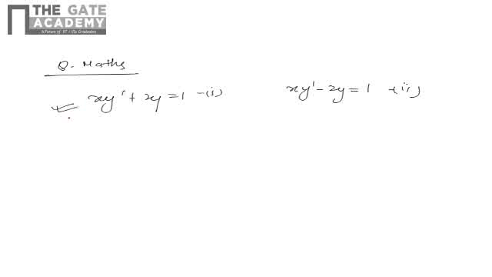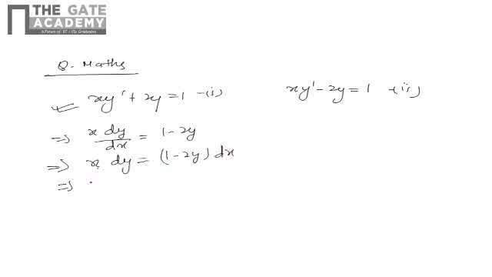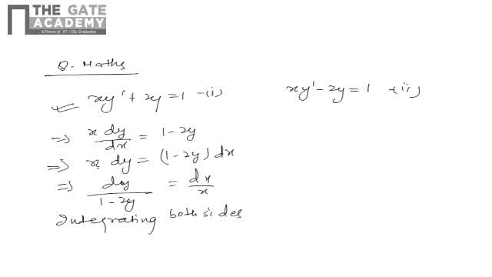So just take the first equation, which will be x dy by dx equals 1 minus 2y. Now this can be written like this. Then take the x to the other side, so it will be dy over 1 minus 2y equals dx by x. Integrating both the sides, what we will get is log of 1 minus 2y and log of x.